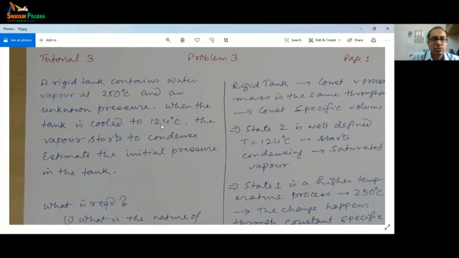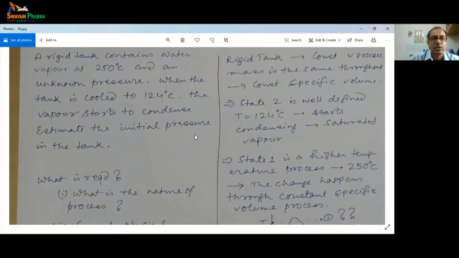When the tank is cooled to 124 degrees centigrade, okay, so initially it was 250, then it's cooled to 124 degrees, the vapor starts to condense. Whenever it reaches 124 degrees, vapor starts to condense. What does it mean? It means that it is the saturated vapor state. If you go 1 degree or slightly below that temperature, there will be a substantial amount of fluid forming as a condensate. Okay, so vapor starts to condense.